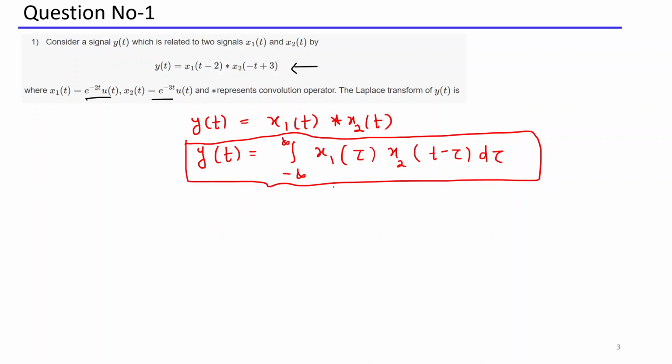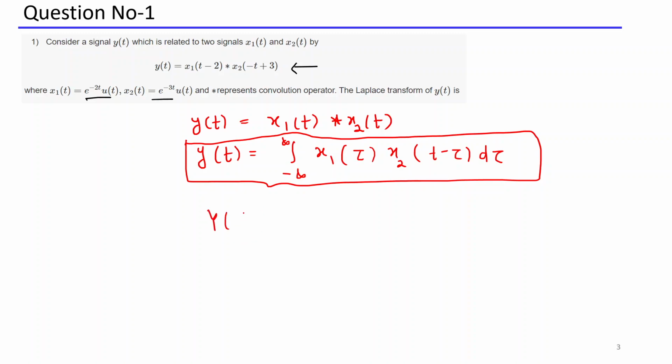So how to do that? Suppose x1(t) is e to the minus t u(t) and x2(t) is e to the minus 3t u(t). In the time domain it is also very easy to solve the question, with no need to find the Laplace domain. But as you are reading this chapter on Laplace transformation, you need to find the Laplace transformation.